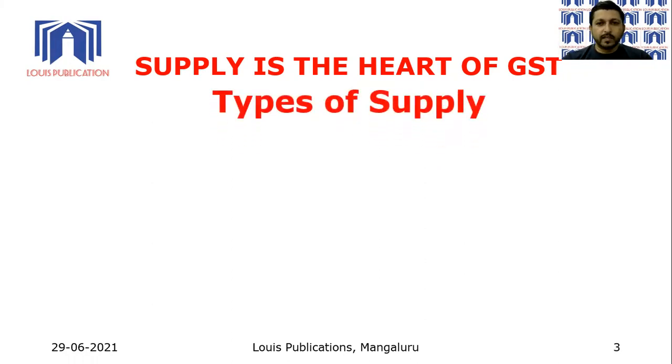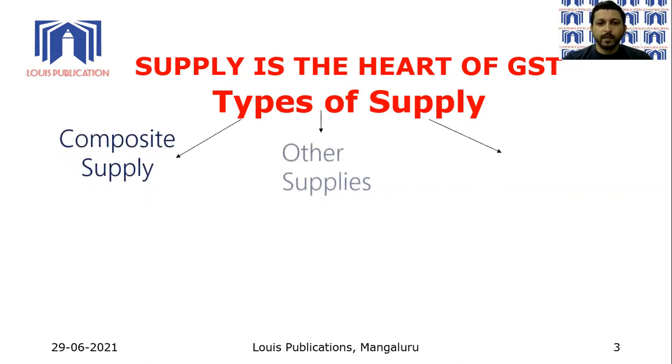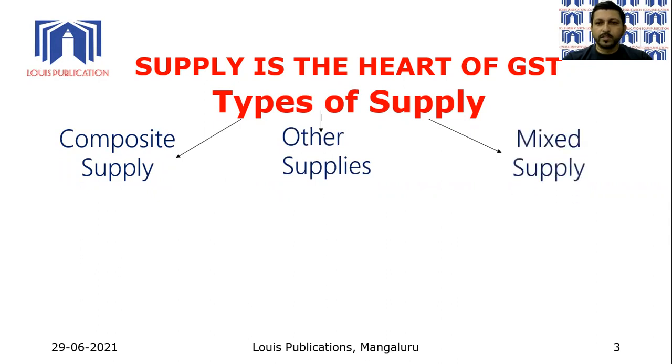Now let's understand through picture which are the various kinds of supply. So I classify supply into three categories. First one, I call it as composite supply. Then second, I have made a list under other supplies, and third one is mixed supply. As far as composite supply is concerned, here we are going to identify two very important aspects. The first one is which among the supplies is principal supply.